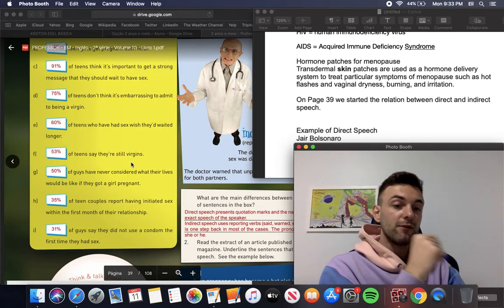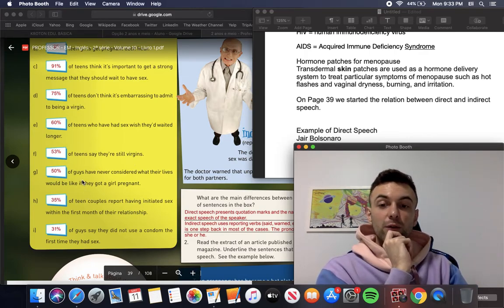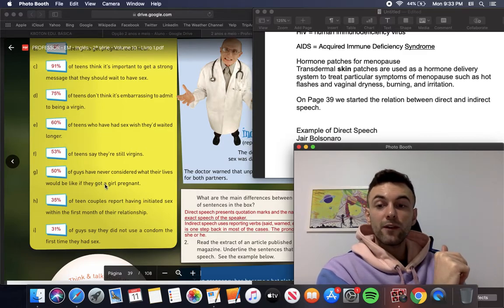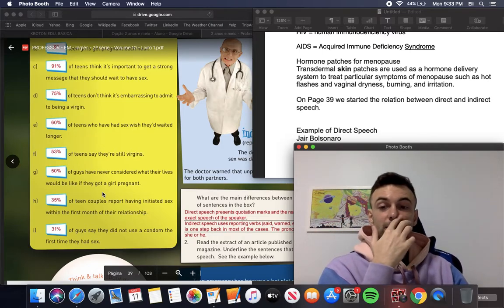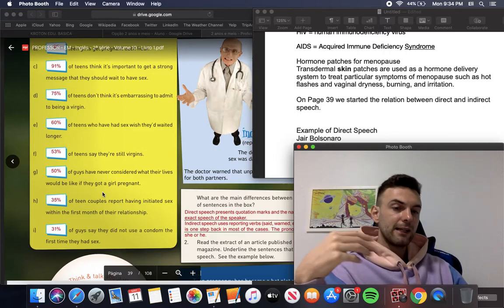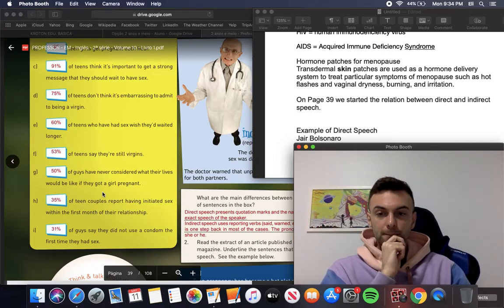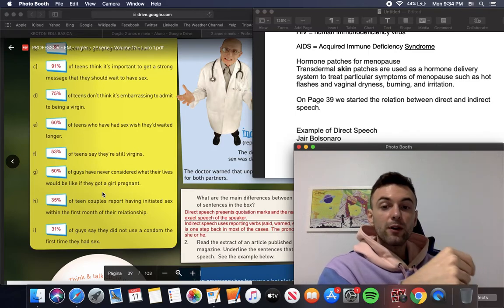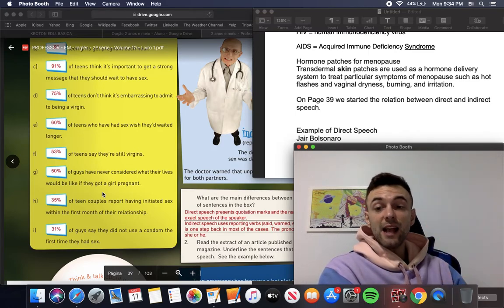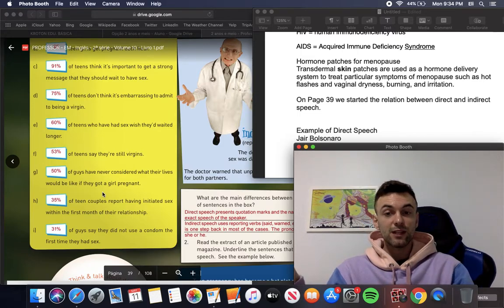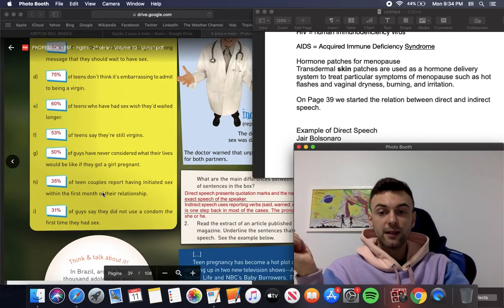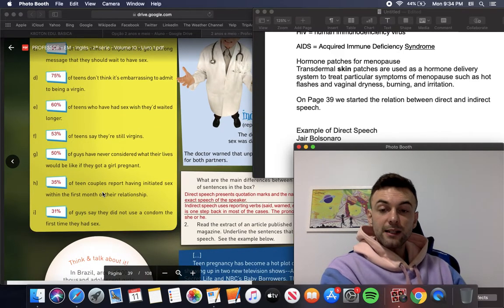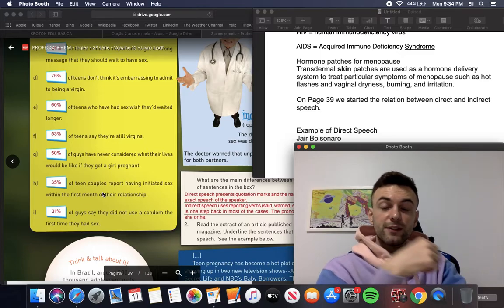Eles admitem ser virgins. 50% of guys have never considered what their lives would be like if they got a girl pregnant. E 50% dos caras nunca consideraram como seria a vida deles se eles engravidassem aí uma menina. 35% of the teen couples report having initiated sex within the first month of the relationship. Então, 35% dos casais reportam ter tido sexo antes do ou durante o primeiro mês de relação. E 31% of the guys say they did not use the condom the first time they had sex.